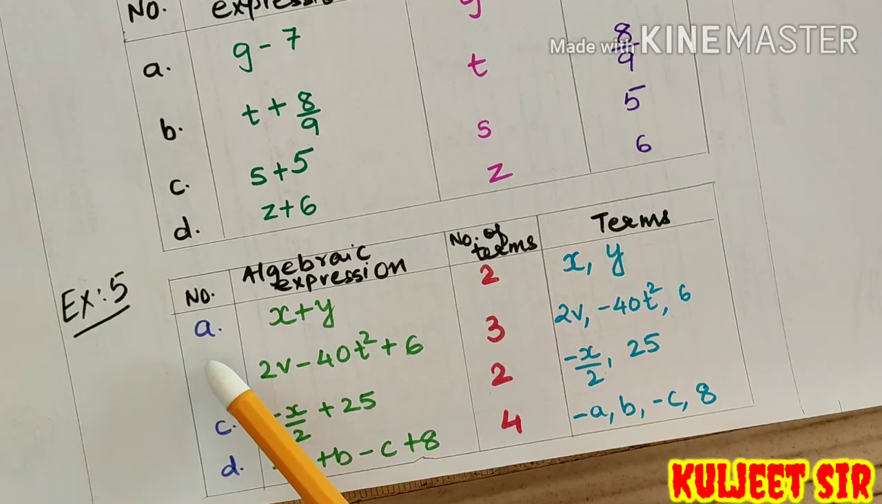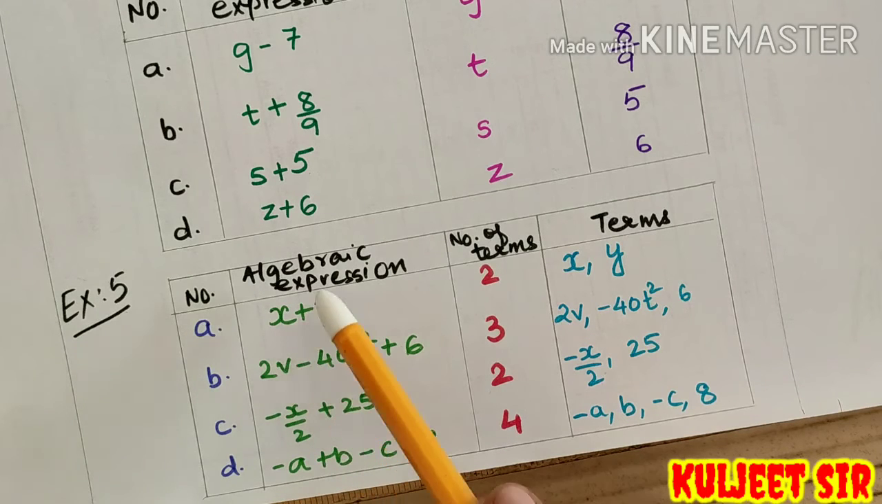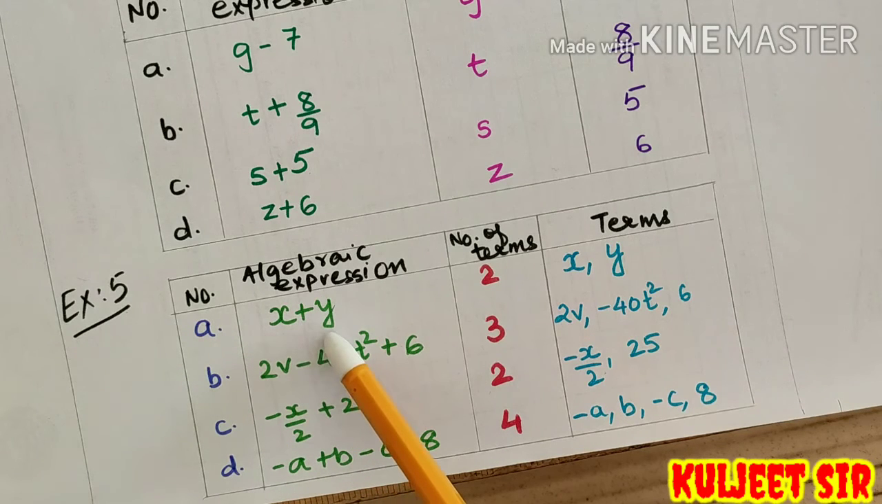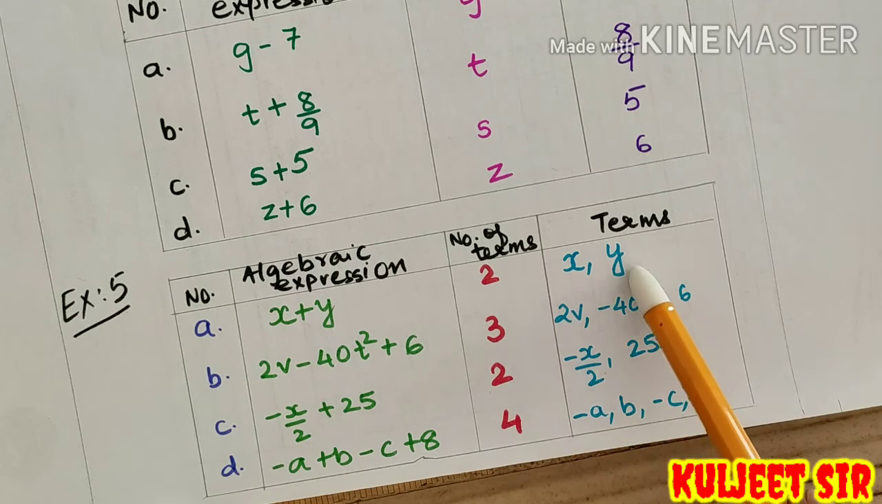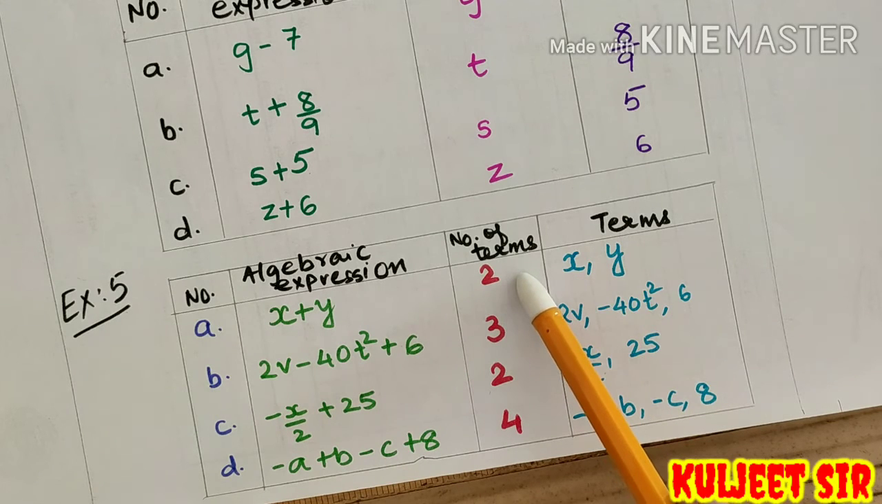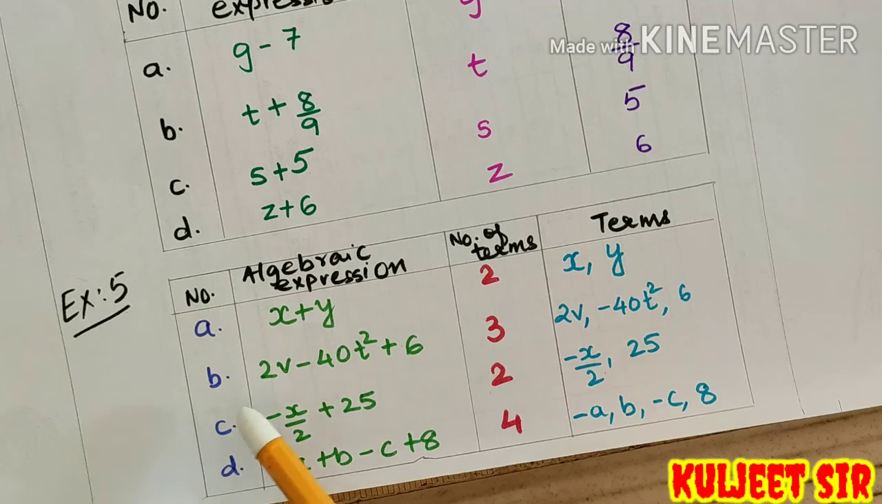You can see, we start with A again. The algebraic expression is x plus y. Before I move to the number of terms, let me show you the terms. x and y, I repeat again, x plus y. So the two terms are x and y. So the number of terms is 2. Then B, 2v minus 40t square plus 6. The terms are 2v, minus 40t square, and plus 6, but we don't need to write plus, so we just mention 6. The terms are 1, 2 and 3. Hence there are 3 terms here.